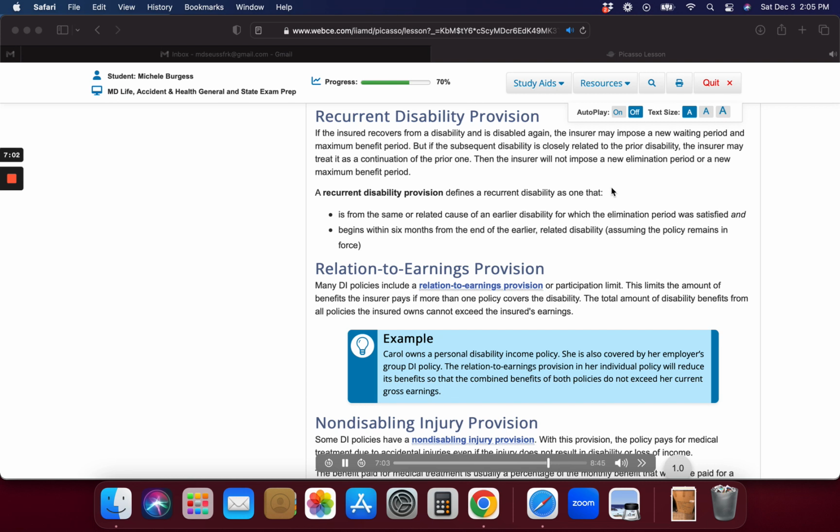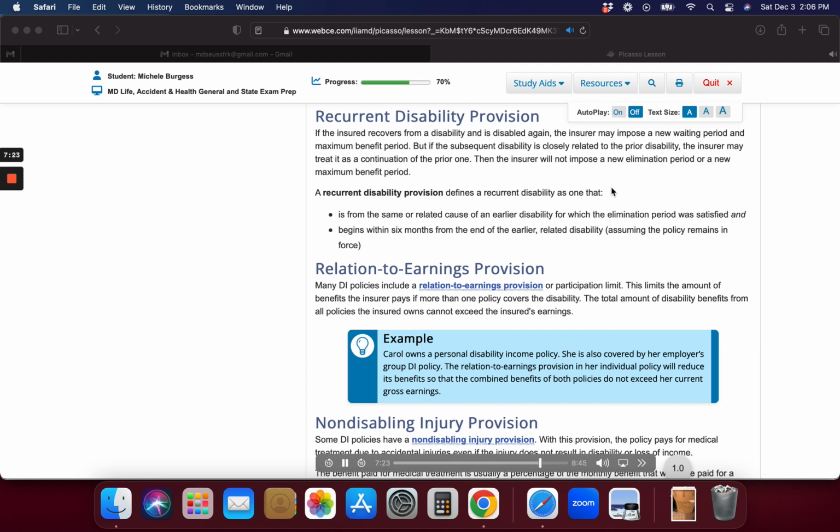Rehabilitation provision. Some DI policies include a rehabilitation provision, or a return to work provision. With this provision, the insurer pays for occupational therapy, training, or modifications to the insured's workplace. This helps the insured return to work.